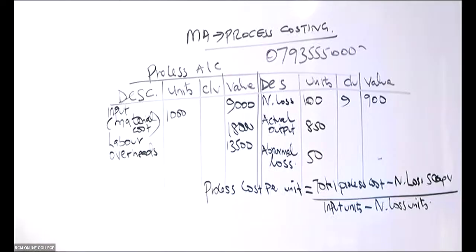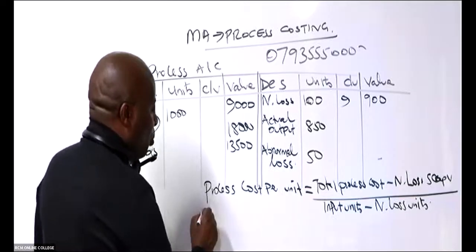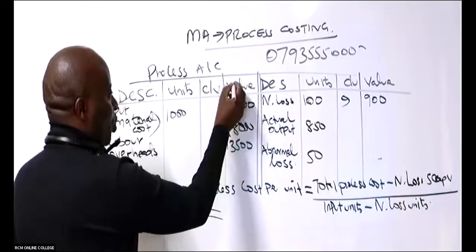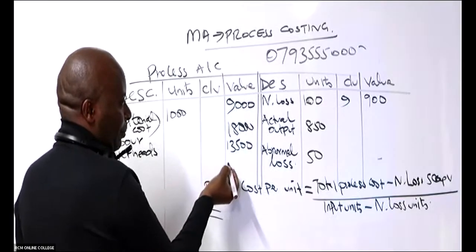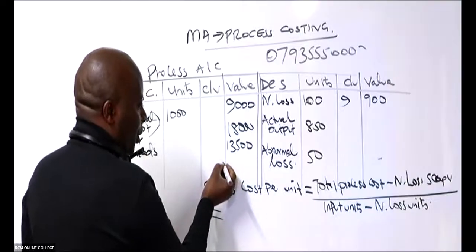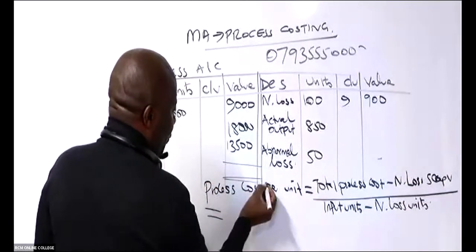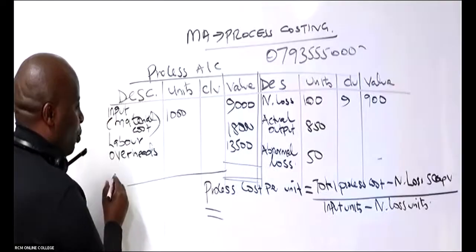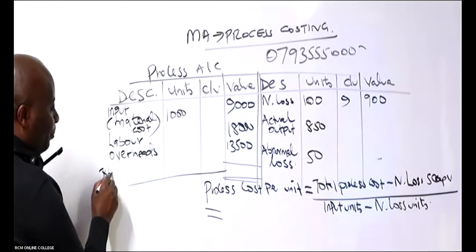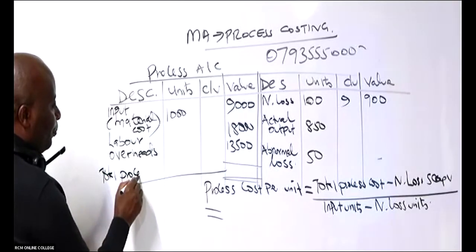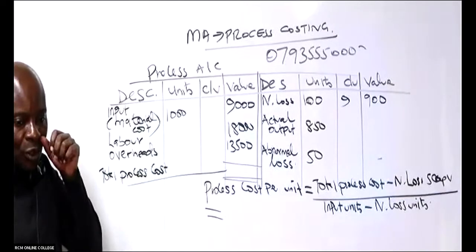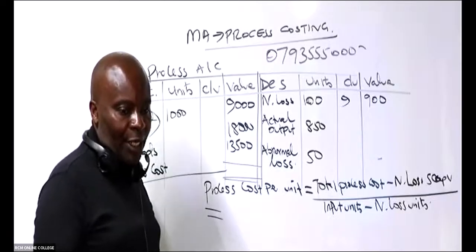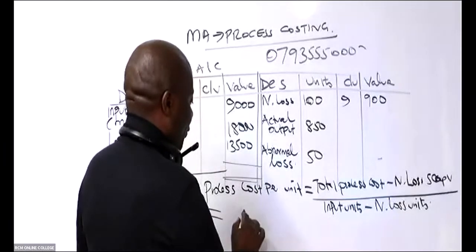So in this case, can somebody give me the total process cost? Total process cost, you add these expenses on the debit side. Add all of them. Anybody who is able to give me this figure? Total process cost, I'm being told, is 4,500.